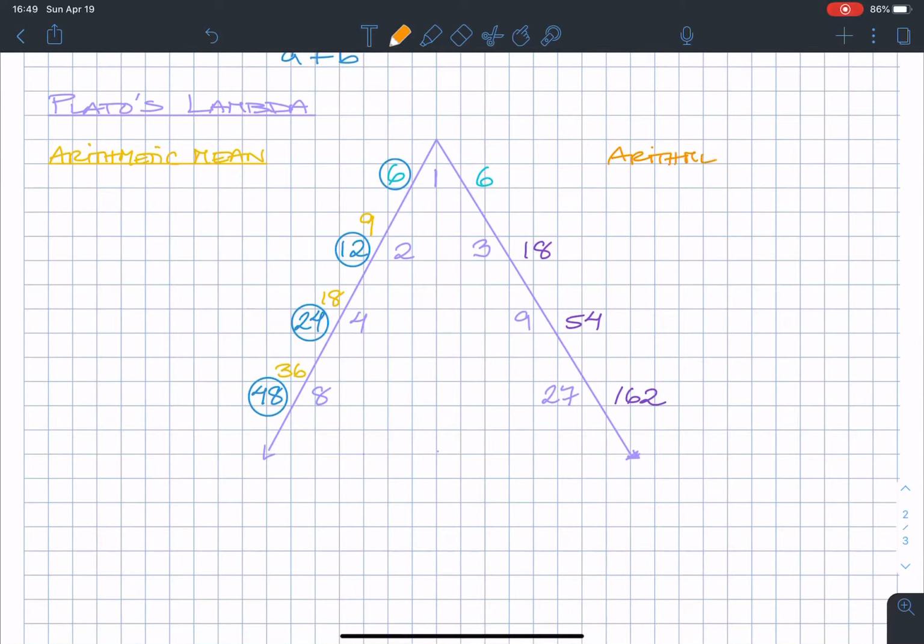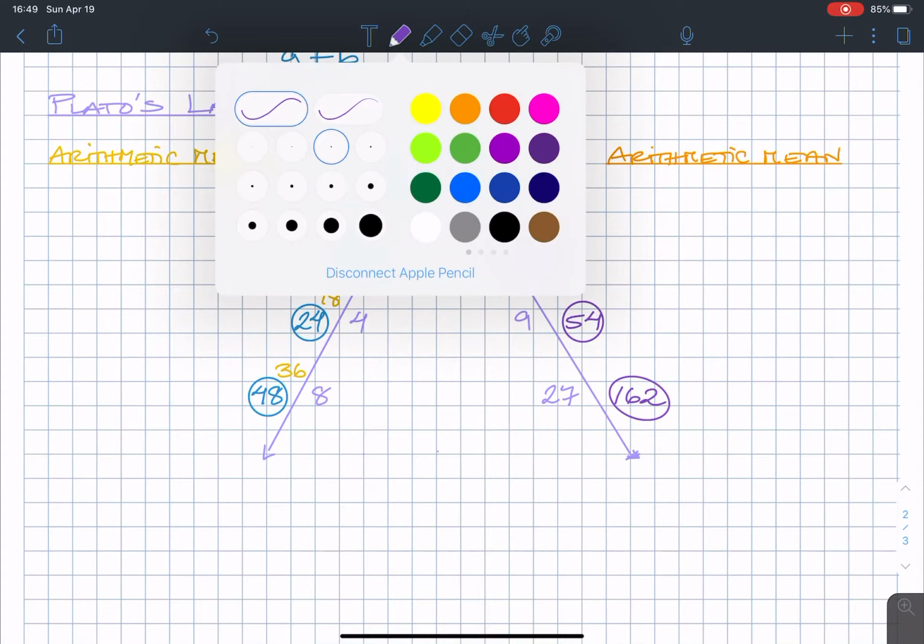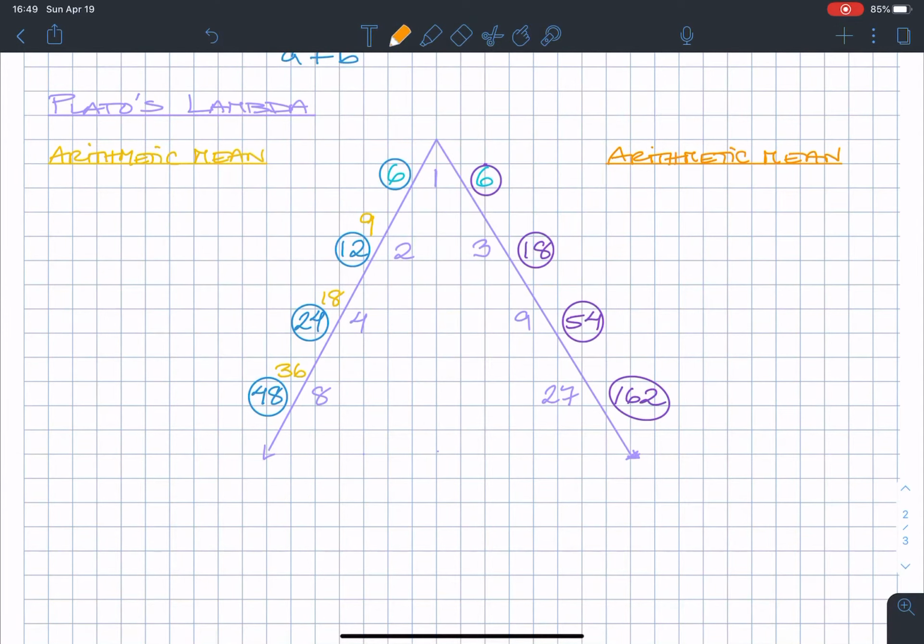Arithmetic mean in orange on the right-hand side. Okay, so let me circle these important guys. Why does it not want to do a circle? Okay, circle, circle, and circle, or an ellipse. Okay. So the arithmetic mean between 6 and 18, so that's 24 divided by 2 is 12.